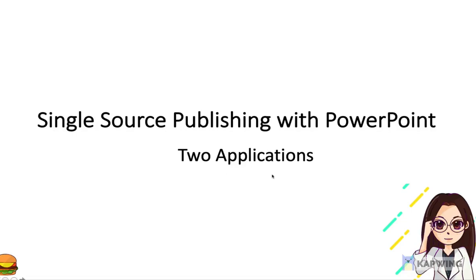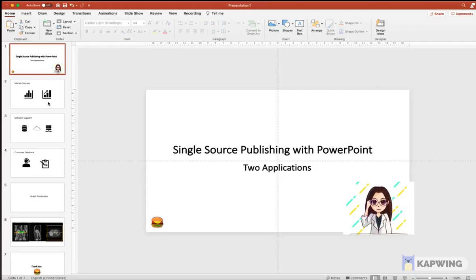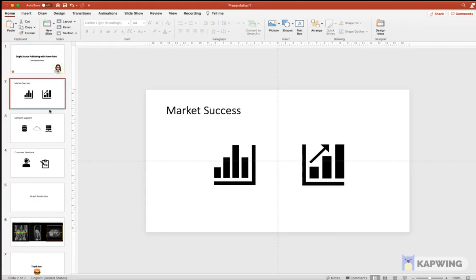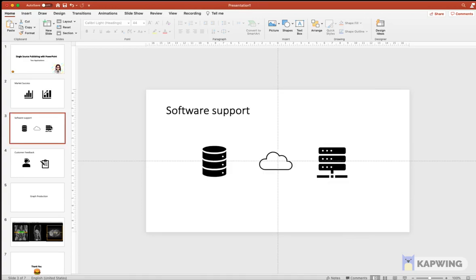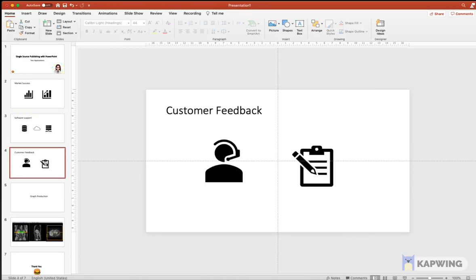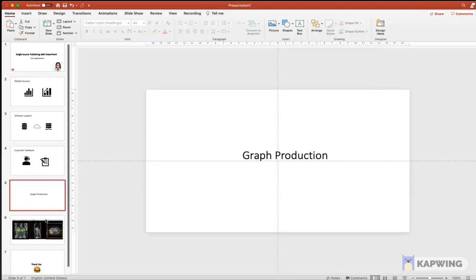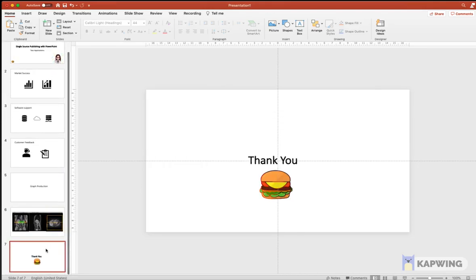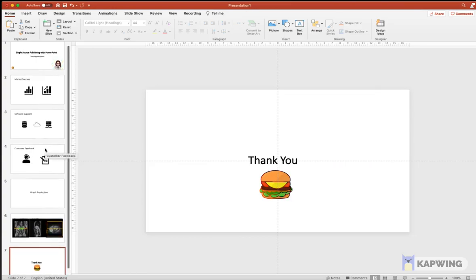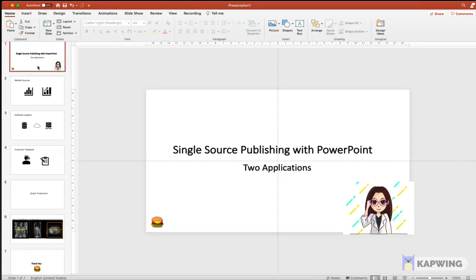As you can see, this is my PowerPoint. I quickly prepared many different slides. So I have market sections, and usually you have charts, software support and customer feedback, and then this is the second part I will talk about, and then some other images, and lastly a thank you. So this is a very raw context.